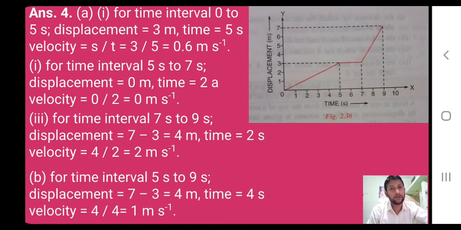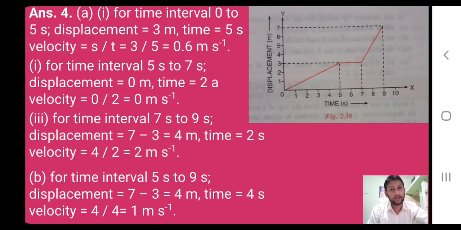For time interval 5 second to 7 second, displacement is equal to 0 meter, time is equal to 2 second. So velocity will be 0 by 2, which is equal to 0 meter per second. For time interval 7 second to 9 second, displacement is 7 minus 3, which is equal to 4 meter, time is equal to 2 second. So velocity is equal to 4 by 2, which is equal to again 2 meter per second.